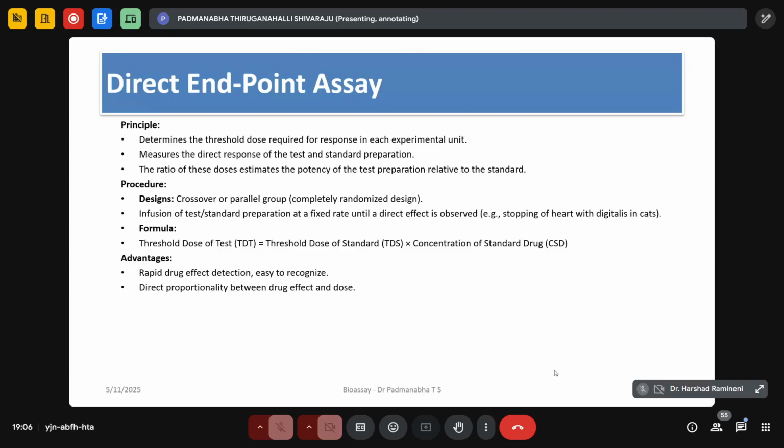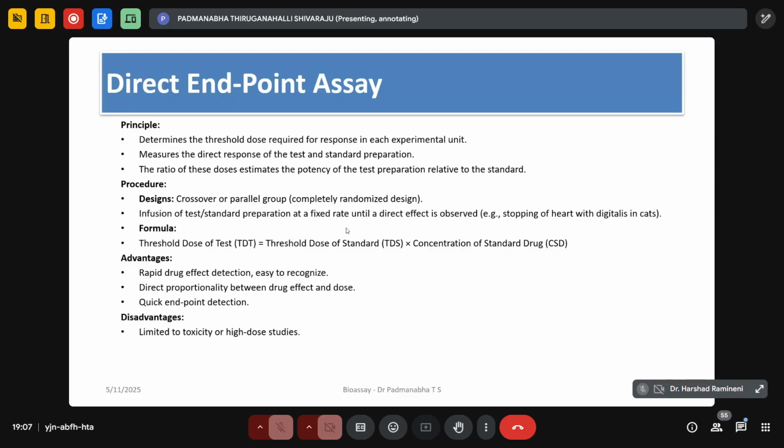So rapid drug effect can be detected, and it is easy to recognize the responses, which are directly proportional to the drug effect and the dose, because you are infusing the drug at a fixed rate, and quick endpoint detection can be made. You are not doing a serial dilution; you are constantly infusing the drug, and at some concentration you're going to see the response. It is easy to do and easy to recognize the response as well.